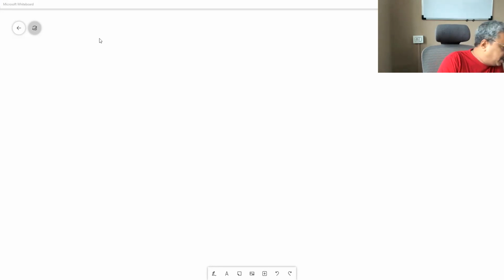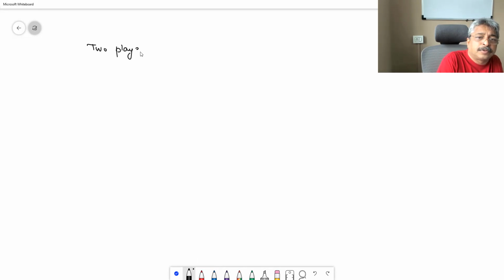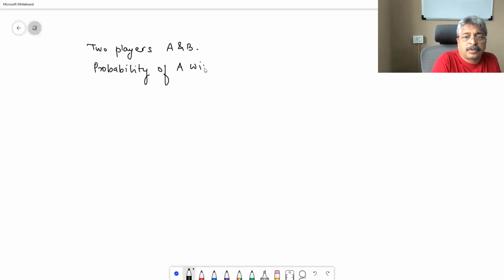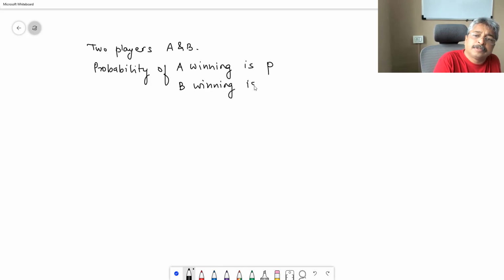Next problem is probability. There are two players, A and B. Suppose probability of A winning is small p, and probability of B winning is small q. Okay, and there is no other possible case.